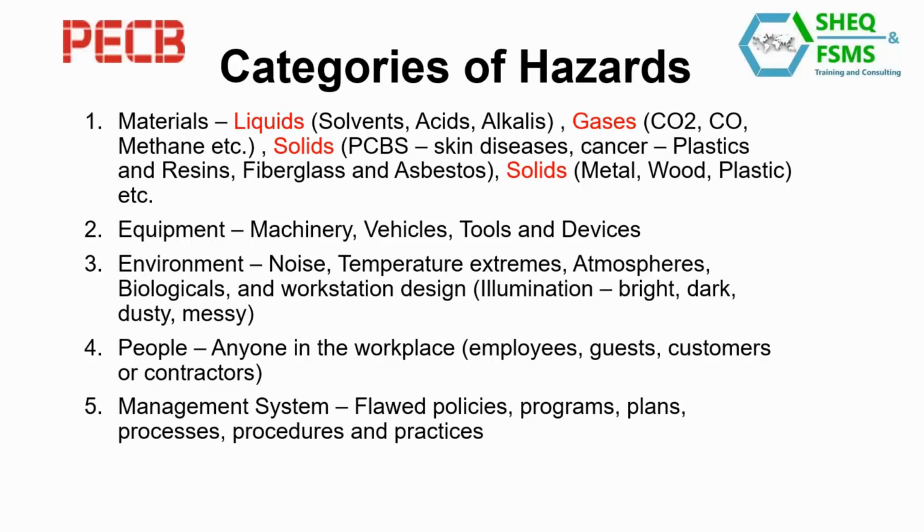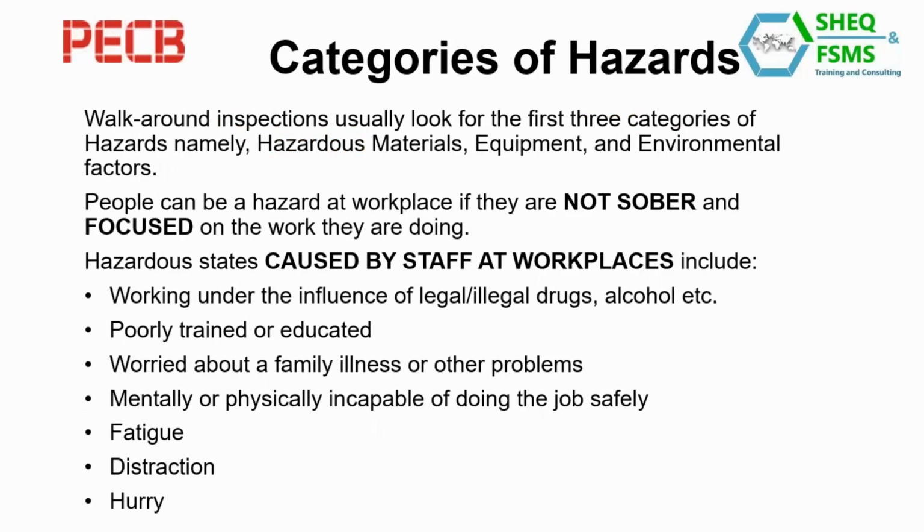People are also another category. Anyone in the workplace: employees, guests, customers, or contractors. Management system is also a category of hazard: flawed policies, programs, plans, processes, procedures, and practices. Walkaround inspections usually look for the first three categories of hazards, namely hazardous materials, equipment, and environmental factors.